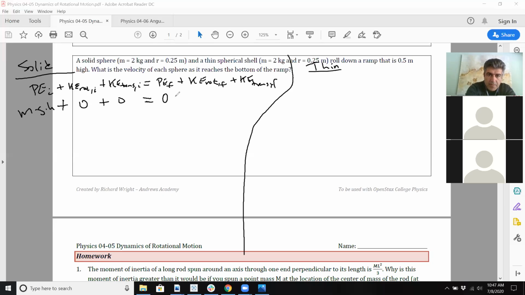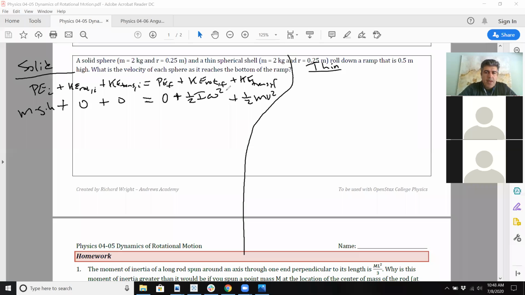This right here is 1/2 mv squared. Sorry, I meant to do over here, 1/2 mv squared, because that's translational. And this is going to be 1/2 I omega squared. Okay, so far, I hope you guys are with me.